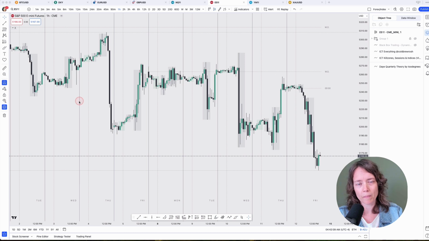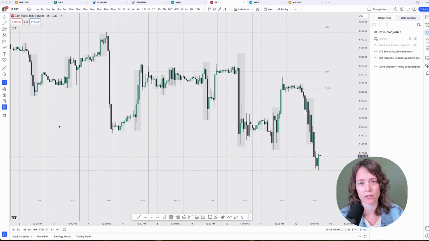When I first learned about SMT divergence, I understood what it was, but I did not use it properly. That's what happens to a lot of people: when you learn one concept, you start to see it everywhere on the chart. But then at one point, it doesn't work. Why doesn't it work? A lot of the time you lost sight of the bigger picture. What I mean by that is that ICT concepts are always based on two things, time and price. You cannot only look at price.